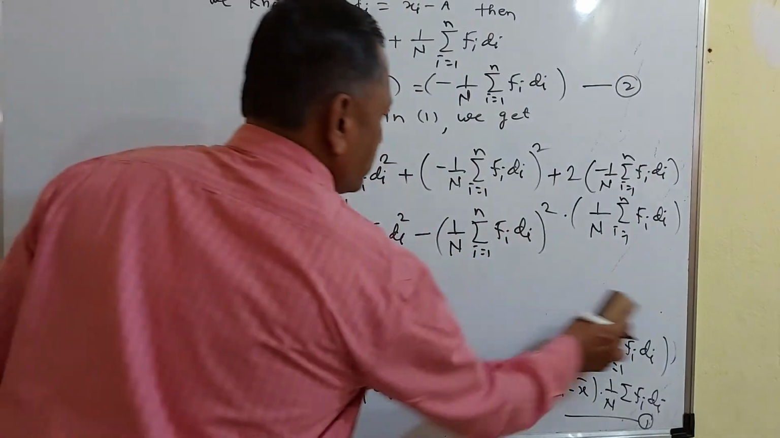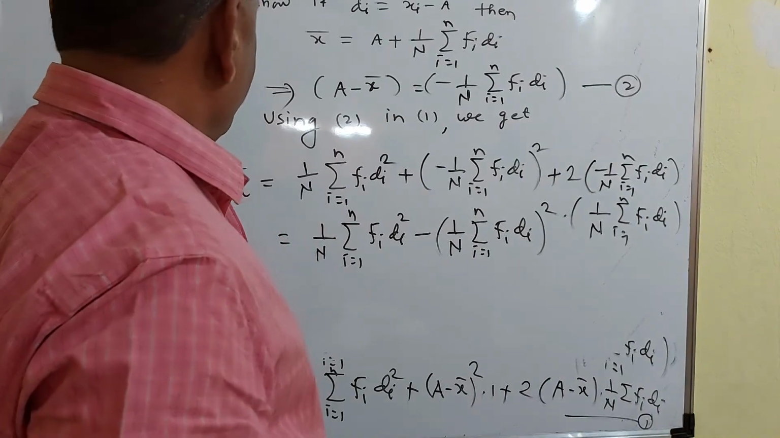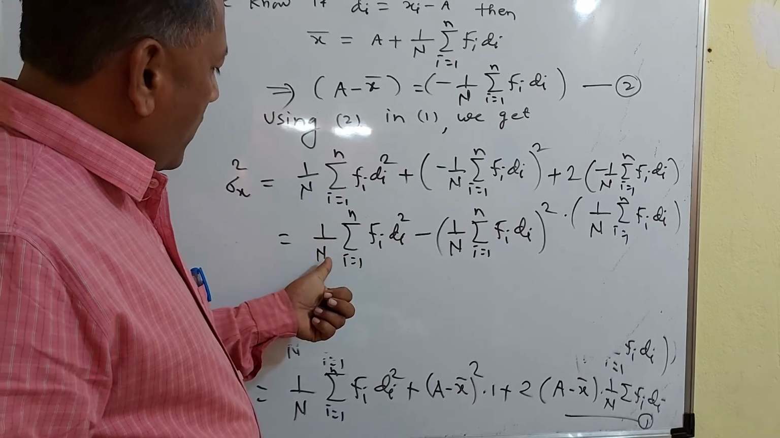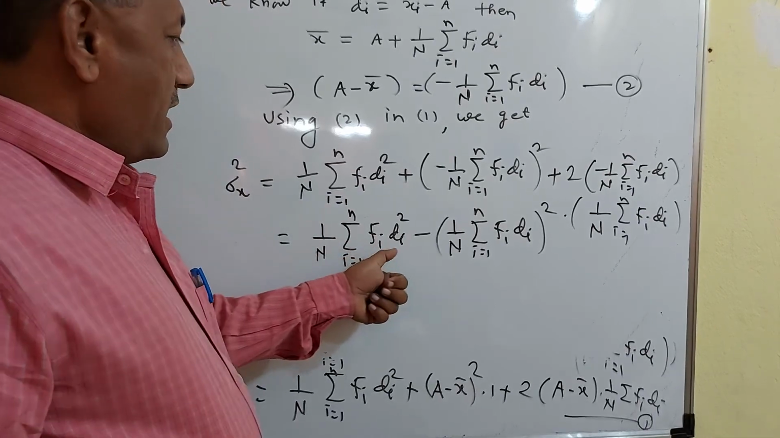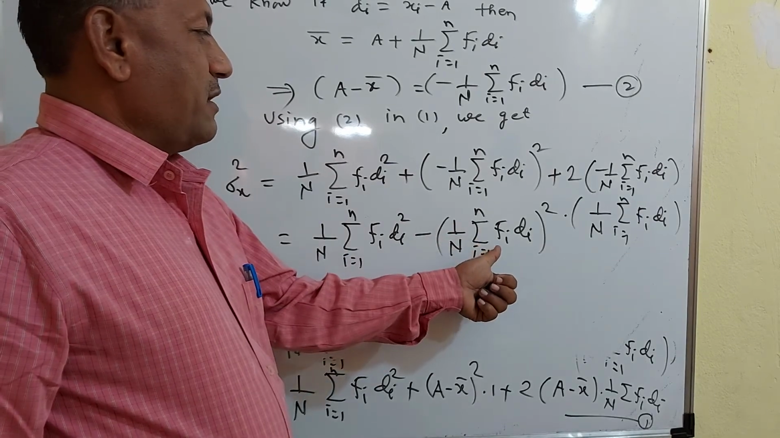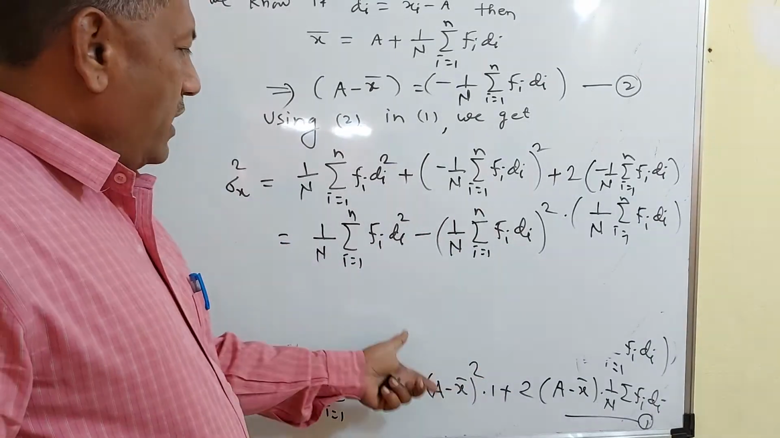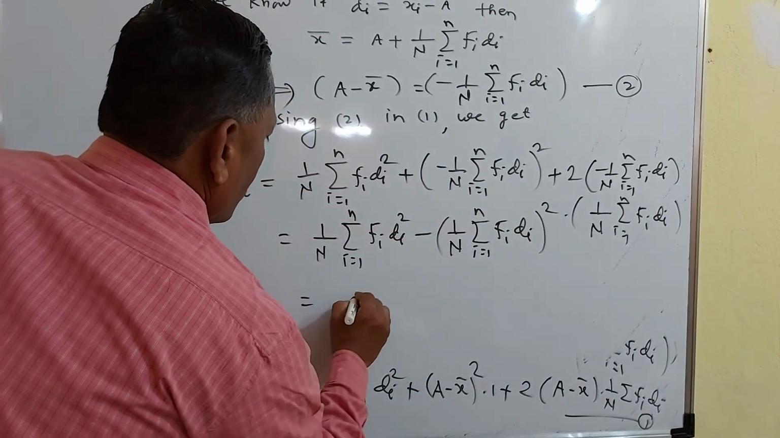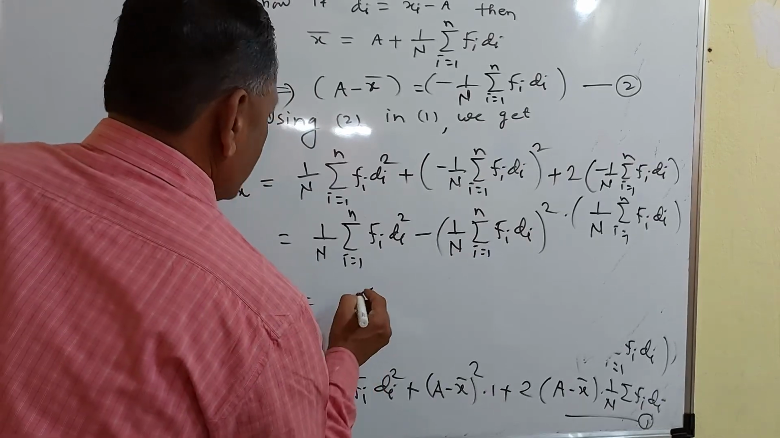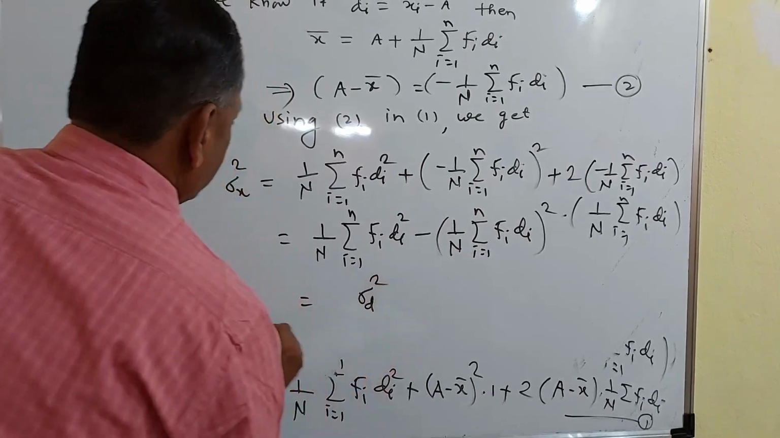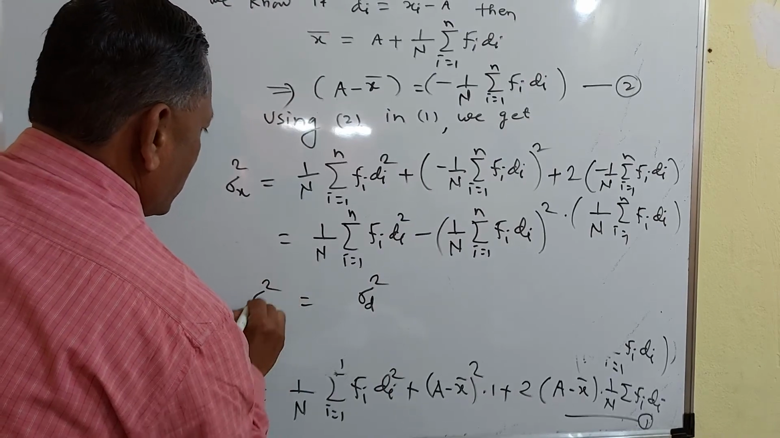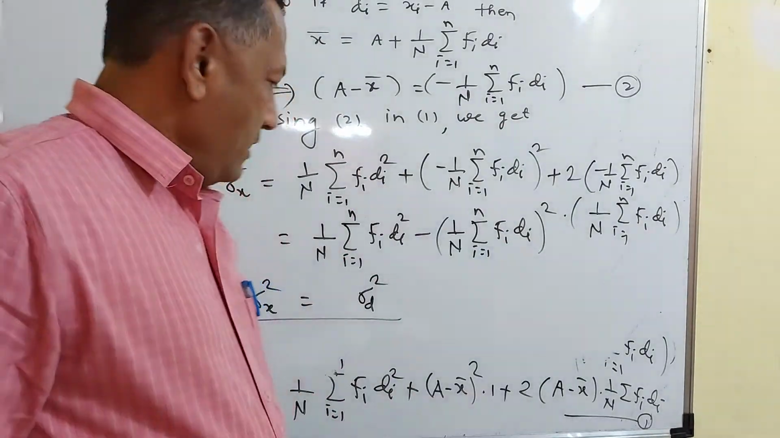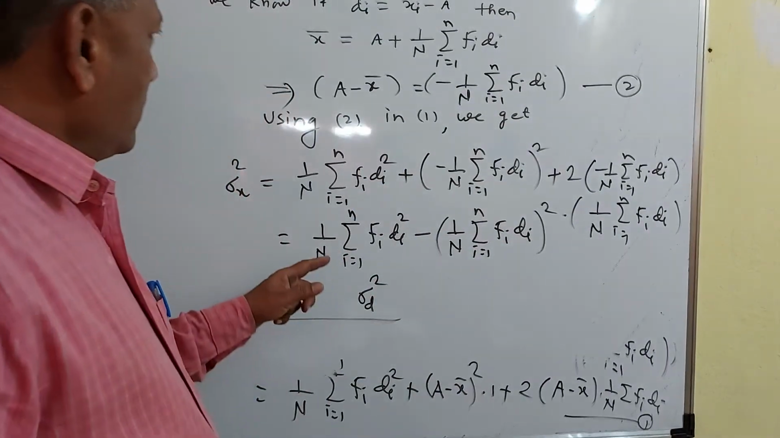And what is this? Now you compare. Your previous different formula for calculating variance, sigma x square is equal to 1 upon n summation of fi xi square minus 1 upon n summation of fi xi and whole square. So only instead of xi here, di. So this is the variance in d, so sigma d square. Sigma x square is equal to sigma d square.